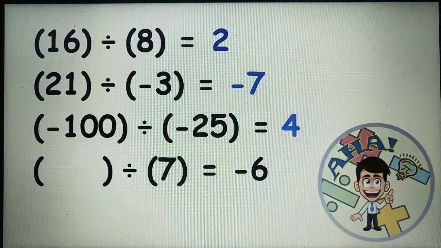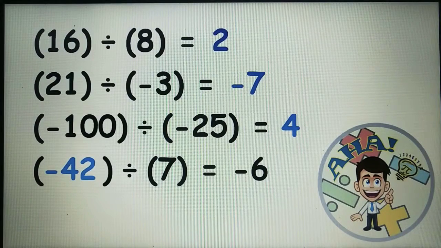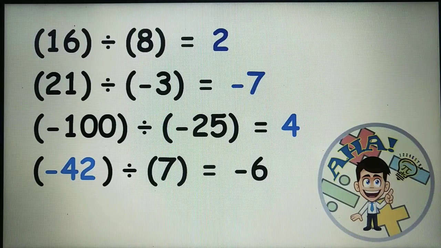Let's try this. The dividend is missing. What do you think is the number in our dividend, when we divide it by 7, the quotient is negative 6? Very good. The answer is negative 42. Why negative 42? As you can see, the quotient is negative. So this gives us a clue that one of the numbers is negative and the other number is positive, or simply the two numbers must have different signs. That is why our quotient is negative. Then 42 divided by 7 is equal to 6.